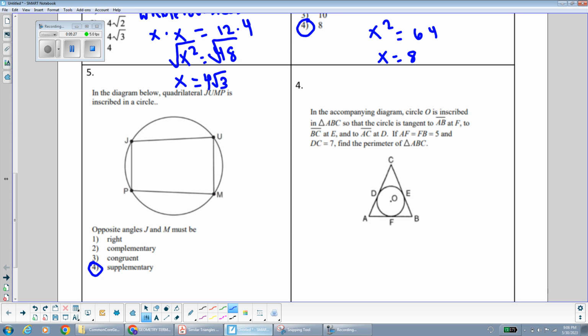Over here, for number 4, we're told that AF and FB are both 5 and DC is 7. Remember, when we have two tangents to a circle that come from the same point, they're equal. Same thing over here. We have two tangents to the same circle that come out of the same point, so they're equal. And over here, two tangents to the circle that come out of the same point, so they're equal. If you add 7, 7, 5, 5, 5, 5, 5, 5, 7, and 7 together, that is 34 for the perimeter.